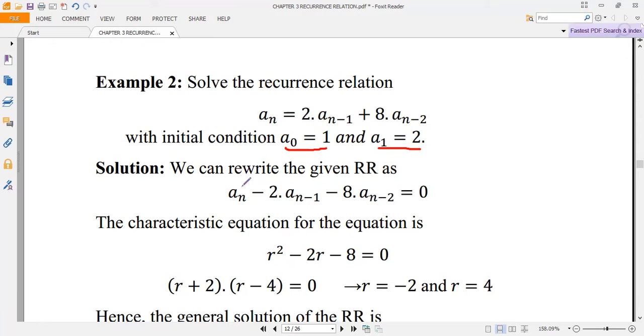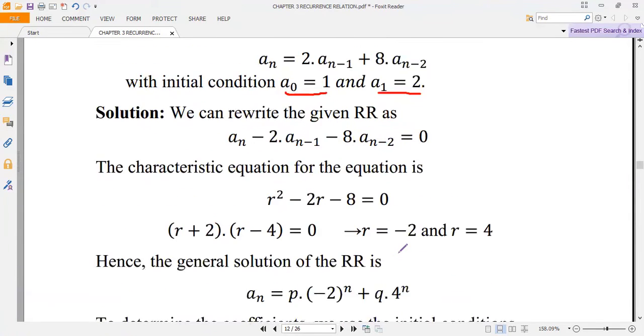So let's first rewrite this equation in the form a sub n minus 2 times a sub n minus 1 minus 8 times a sub n minus 2 is equal to 0. So the characteristic equation of this second order linear recurrence relation is given by r squared minus 2r minus 8 is equal to 0.